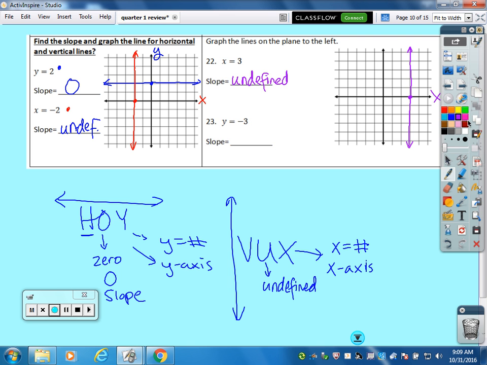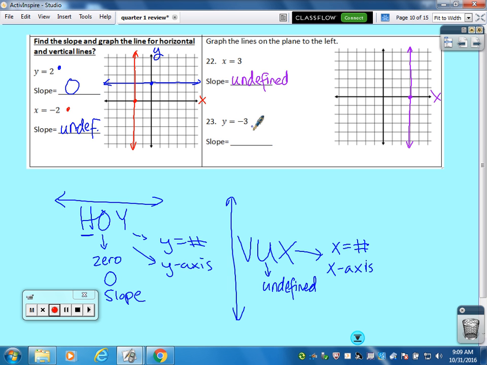For my Y one, I'll do that one in blue. This is a HOY, just has a Y, no X. So that has a 0 slope. On my Y-axis at -3, I need to make a horizontal line.